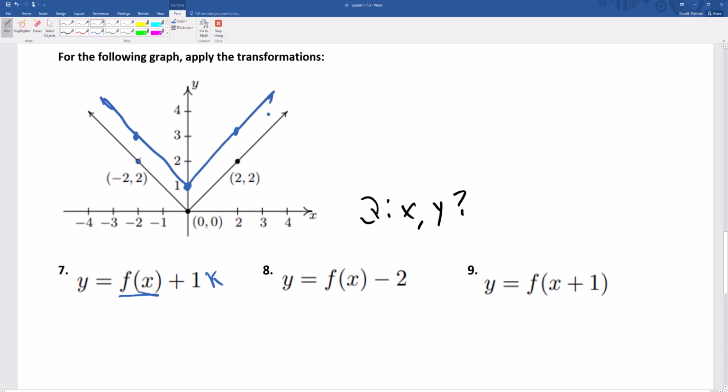For number 9, my horizontal shift is -1, so I'm going to be subtracting 1 from every single x value. So subtracting 1, subtracting 1, and subtracting 1. So the green is the transformation.